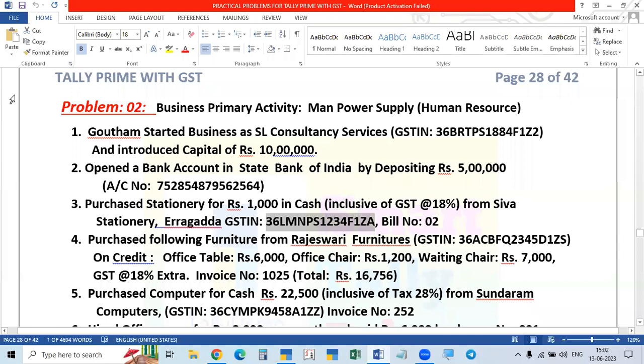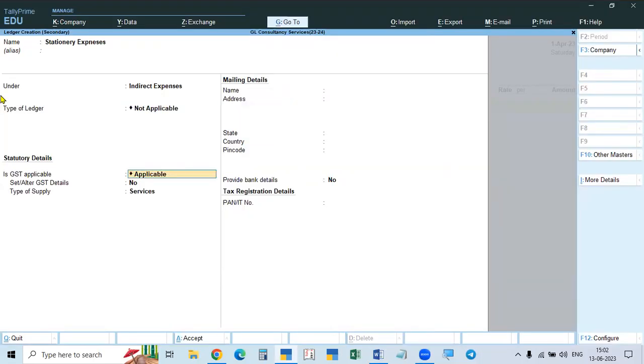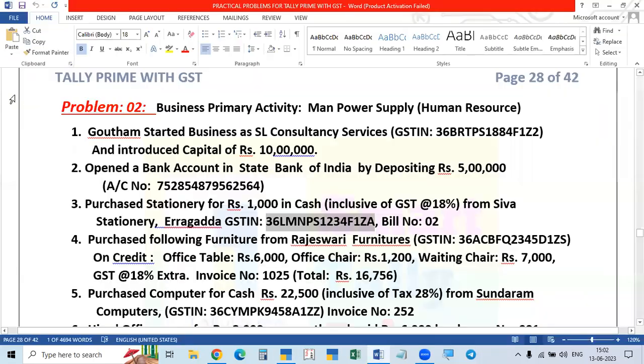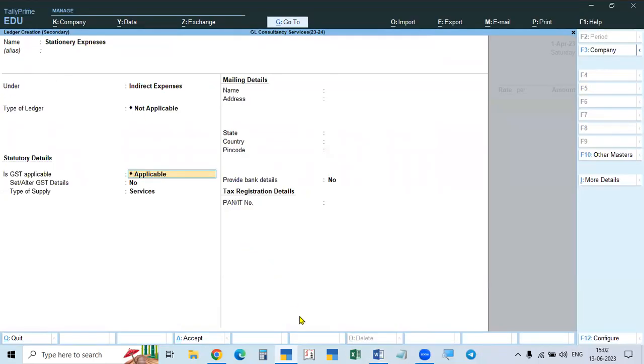This stationery is an indirect expense. Indirect expenses just have the amount applicable. In the case of goods, for purchase and sales, we will not give the rate. We just mark GST applicable, and the rate will not be given. For goods in purchase and sales, the rate is given for the items only. Here there is no item. The stationery itself is the item.